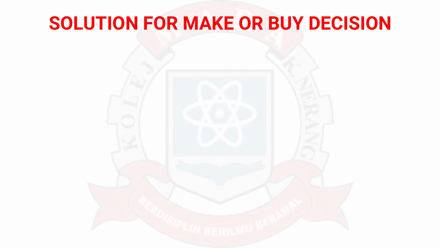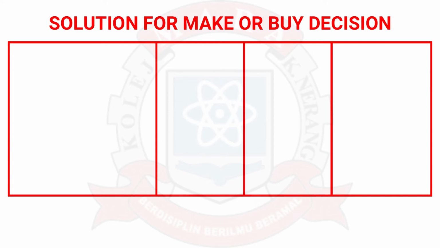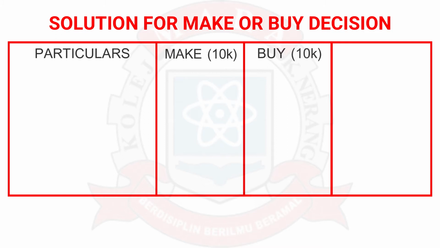The solution for make or buy decision. Let's start to analyze the situation. Prepare a table of 4 columns. The first column is for particulars. The second column is for the first alternative. The third column is for the second alternative. And the last column is for the differences.